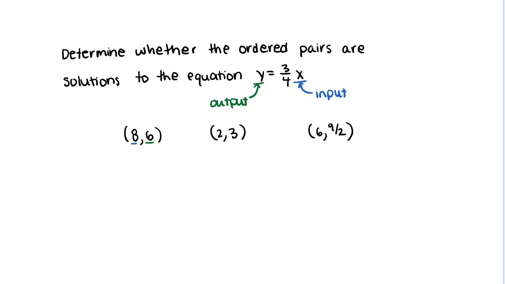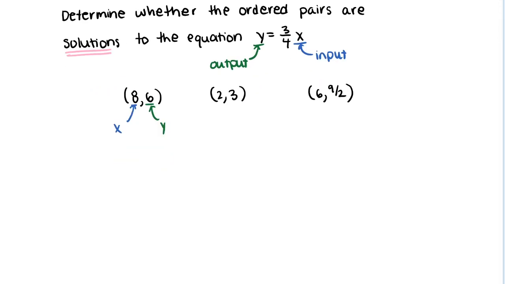And so here, in each of these ordered pairs, we can think of this first number as the x variable and the second number as the y variable, based on our equation and how it's written out. And so here, if we want to figure out whether or not these ordered pairs are solutions, we just want to check if these pairs make the equation true when we plug them into the equation.